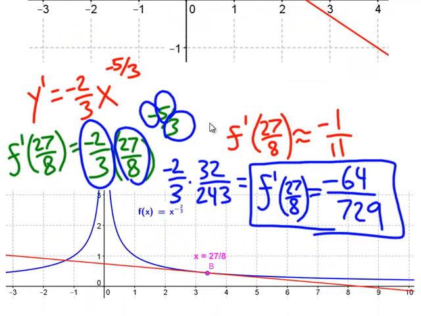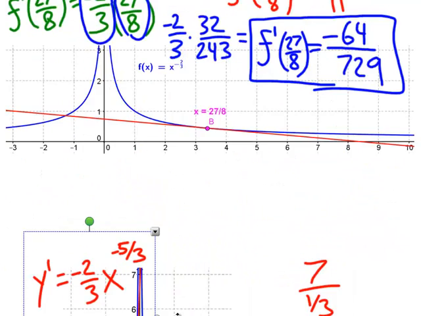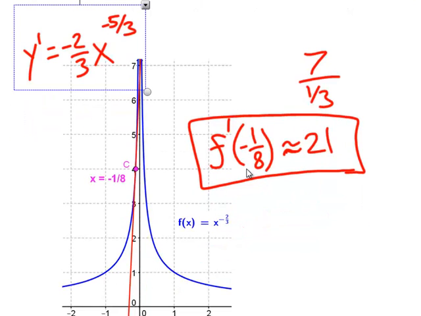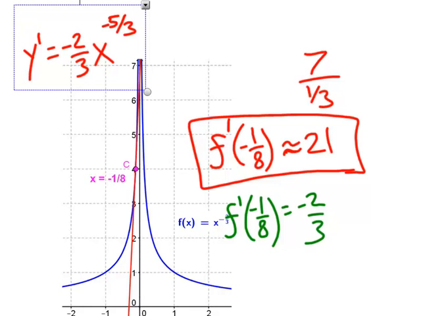Let's look at the last one there, and one more time, drag this analytic derivative down. We said f prime of -1/8 equals roughly 21. Again, I'll invite you to pause at this point and see if you can mentally work out what this analytic answer is going to give us. Let me go ahead and check it myself. I'm saying that f prime of -1/8 is going to equal, analytically, -2/3 times -1/8 to the -5/3.